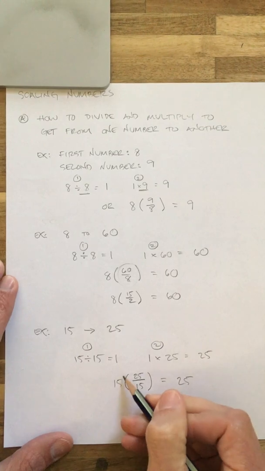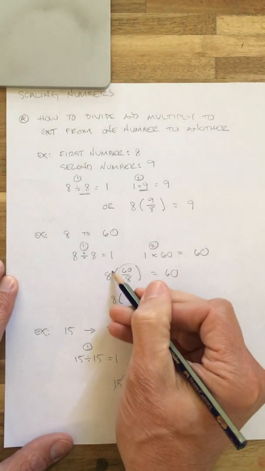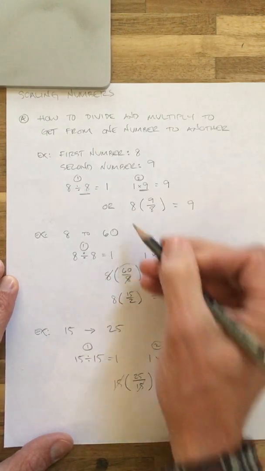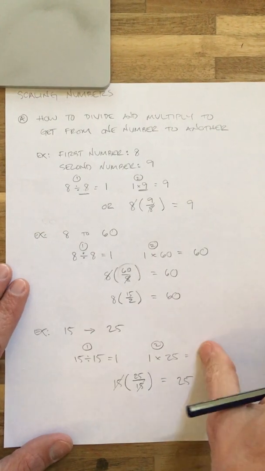If you want, you could look, the 15s cancel, right? Okay, and you're left with 25. Here, the same thing, the 8s cancel, you're left with 60. Here, the same thing, the 8s cancel, you're left with 9. Okay, that's kind of how it works, okay?